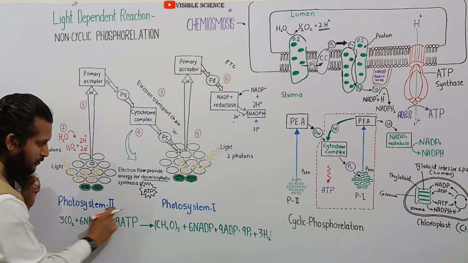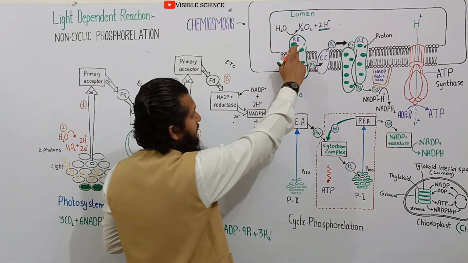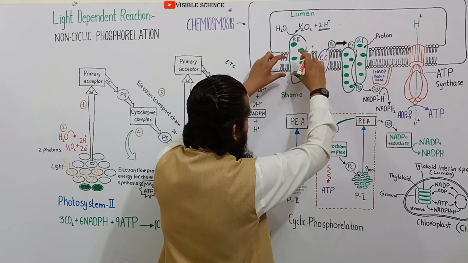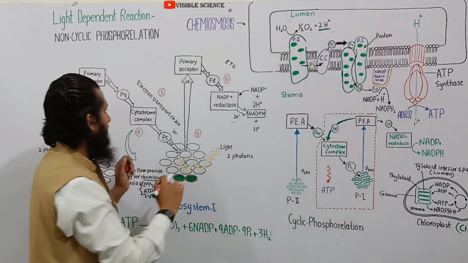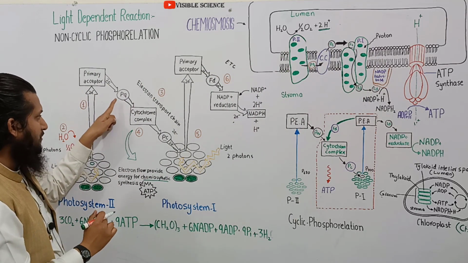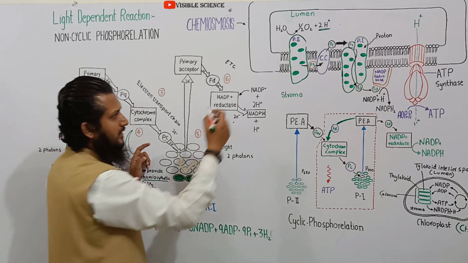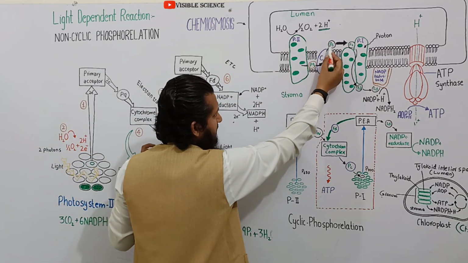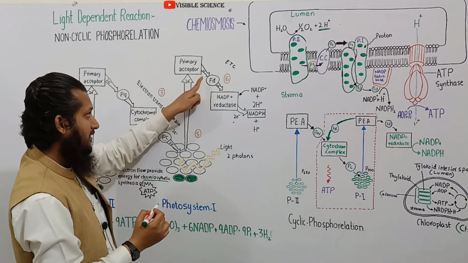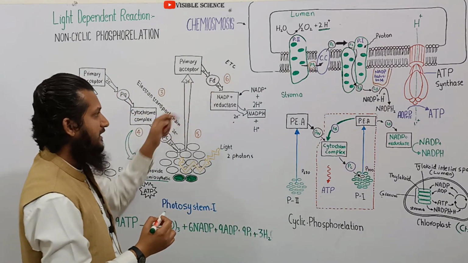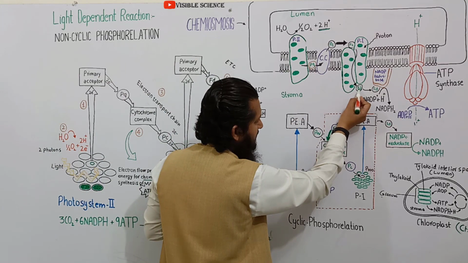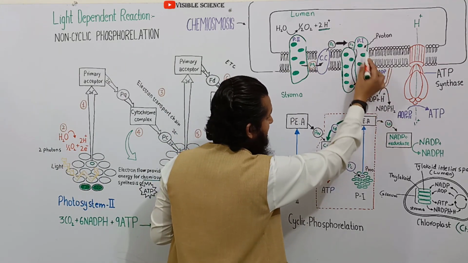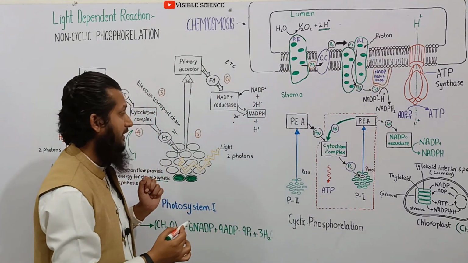Here is photosystem 2 and photosystem 1, which are arranged in the thylakoid membrane. Here is the electron transport chain: plastoquinone, cytochrome complex, plastocyanin. Here is the second electron transport chain: ferredoxin and NADP reductase. And this is photosystem 1.